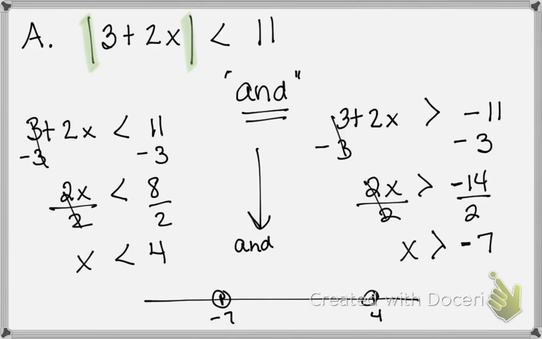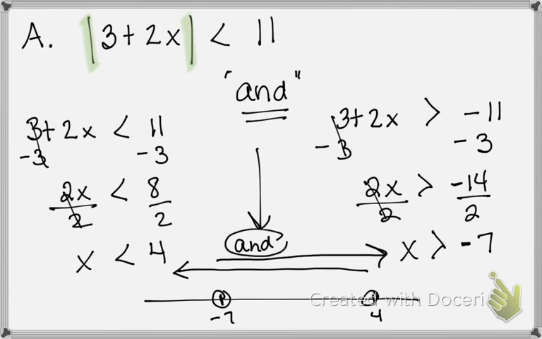Let's think about what we do. X is less than 4, so this would be going this way. And x is greater than negative 7, that's going this way. Because it's an and statement, it's where they overlap. So it's this area here. This is the area that would be graphed in. And make sure it actually works.